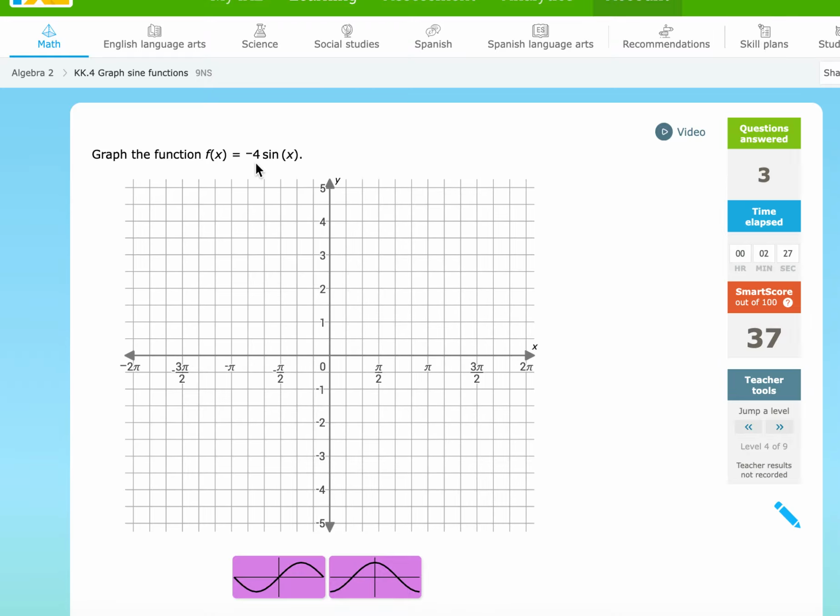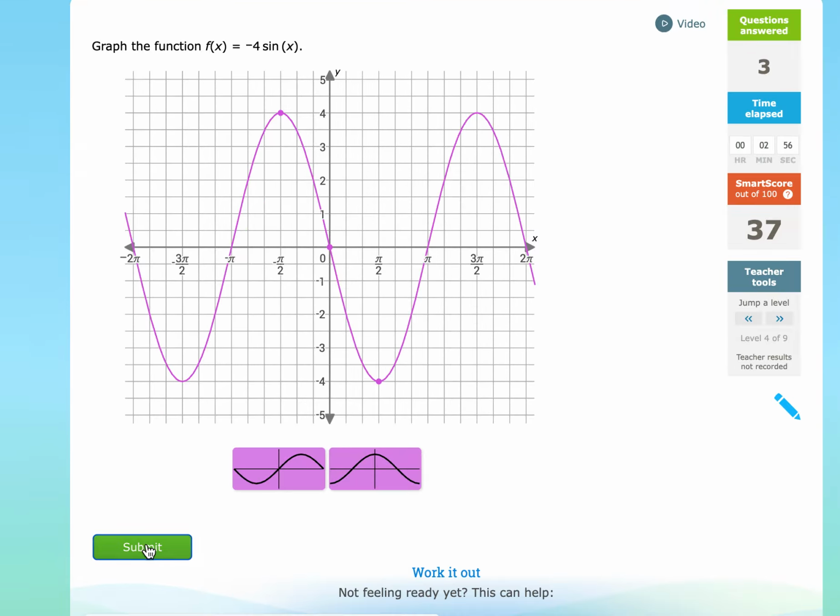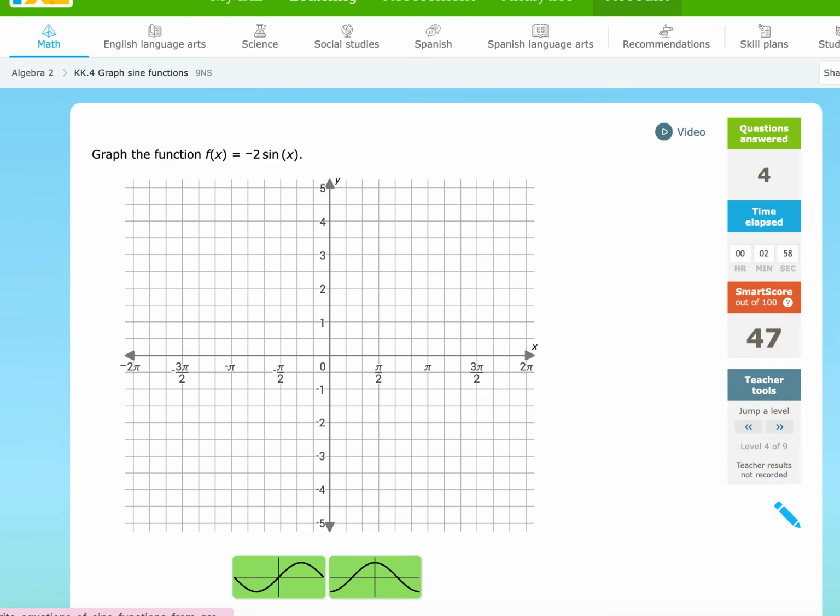Okay, so now we have one that has an amplitude of 4 and is negative. So it's going to be a reflection across the x-axis and is going to stretch all the way to the number 4. So for sine of x, we start at 0, and sine of 90 is 1 times 4 is 4, but because it's negative, we're going to reflect it, so it's going to go all the way down to -4. Let's check our answer, and it is correct.